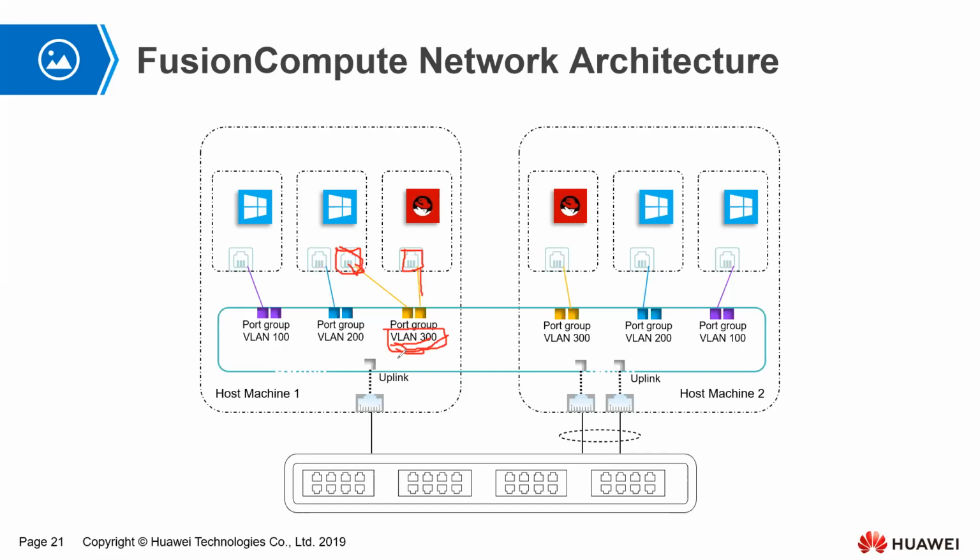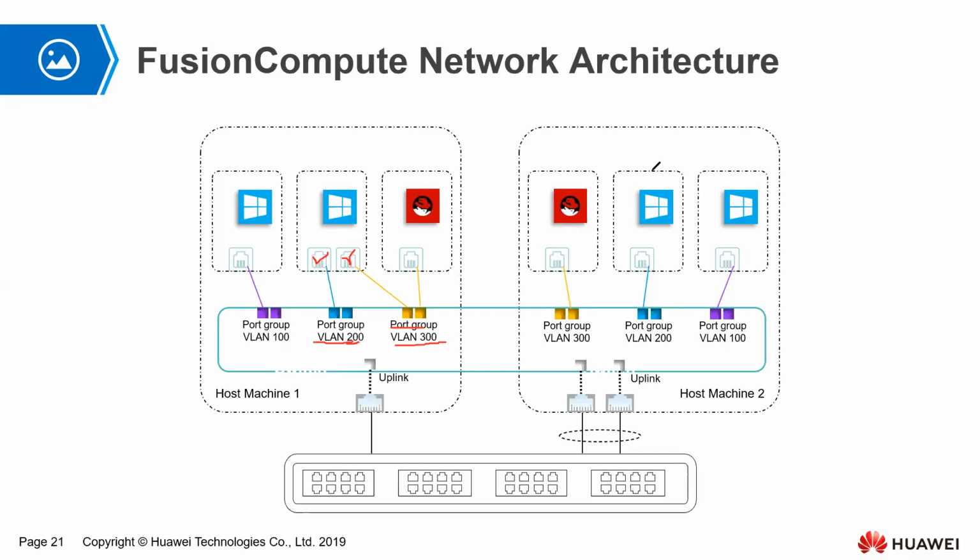How about the 200? If you look very closely at this diagram, it has two network interface cards. Do you realize that? One network interface card is configured with a port group of 200, therefore belonging to VLAN 200. And another network interface card is configured to port group 300, therefore belonging to VLAN 300. Do you get it now?